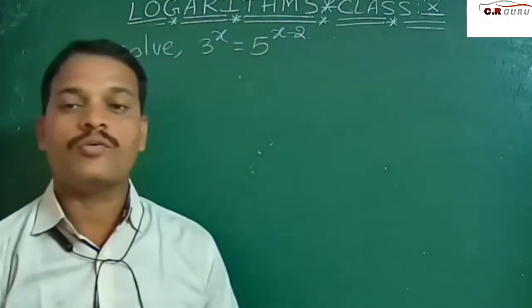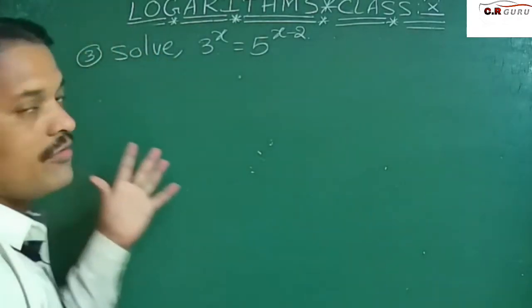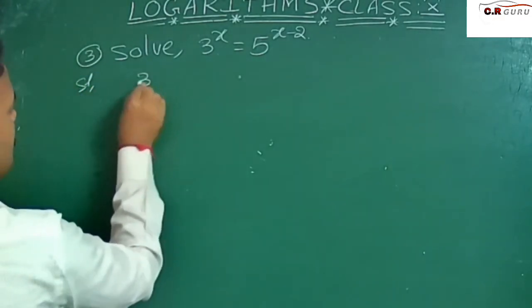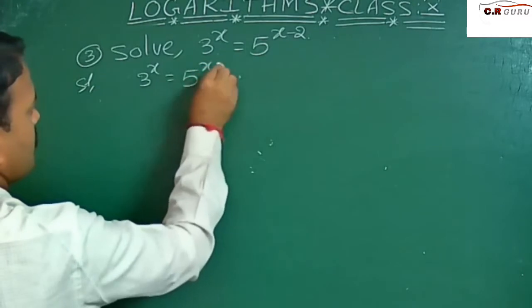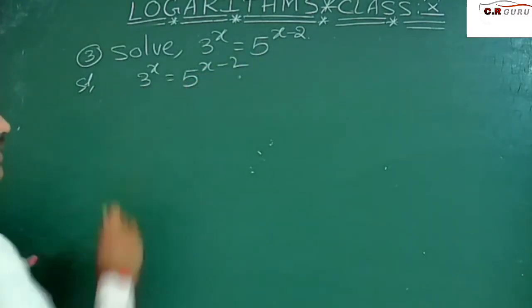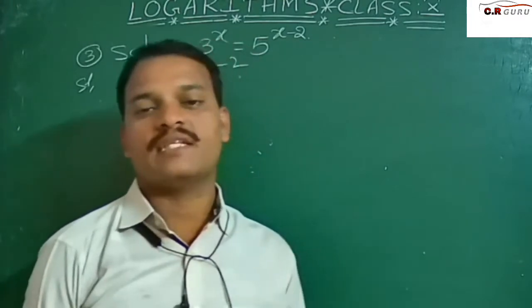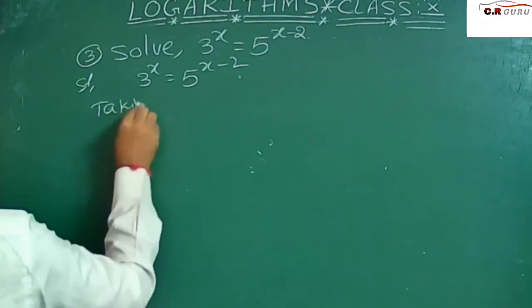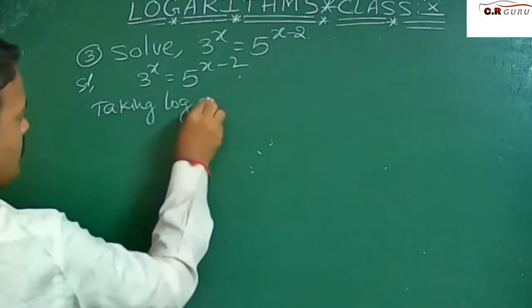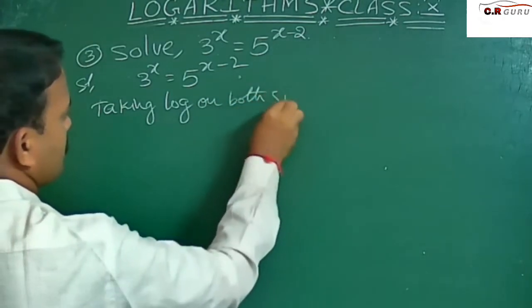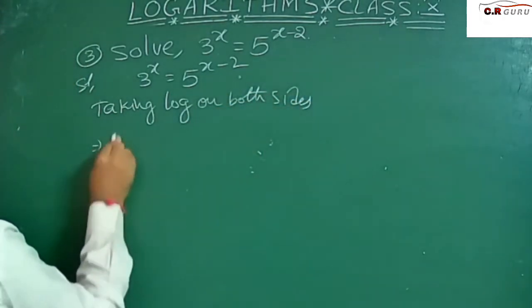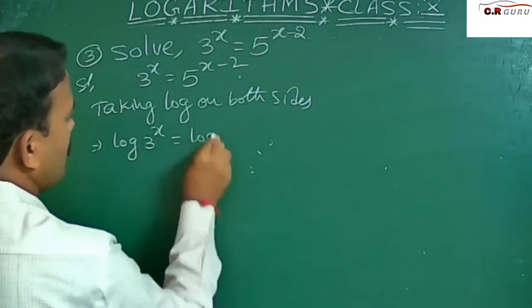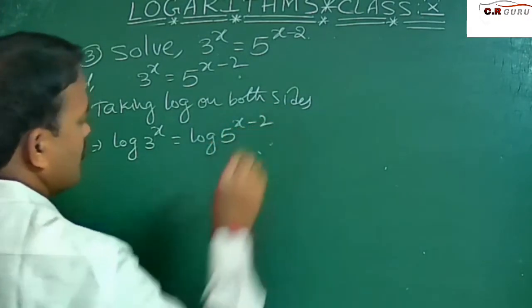Okay, so now see here, solve means you need to find out the x value, but how will we get the solution? So given 3 power of x equal to 5 to the power of x minus 2. Now here these two, in this LHS and RHS, are exponents. So taking log on both sides, that implies log of 3 to the power of x is equal to log of 5 to the power of x minus 2.